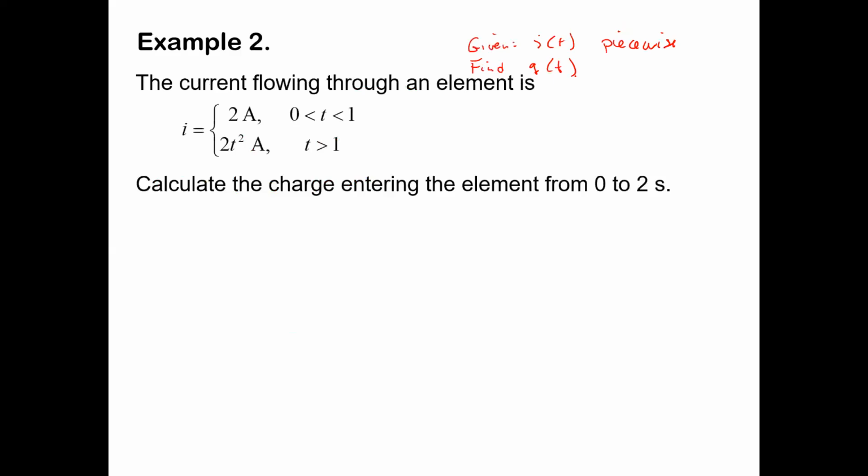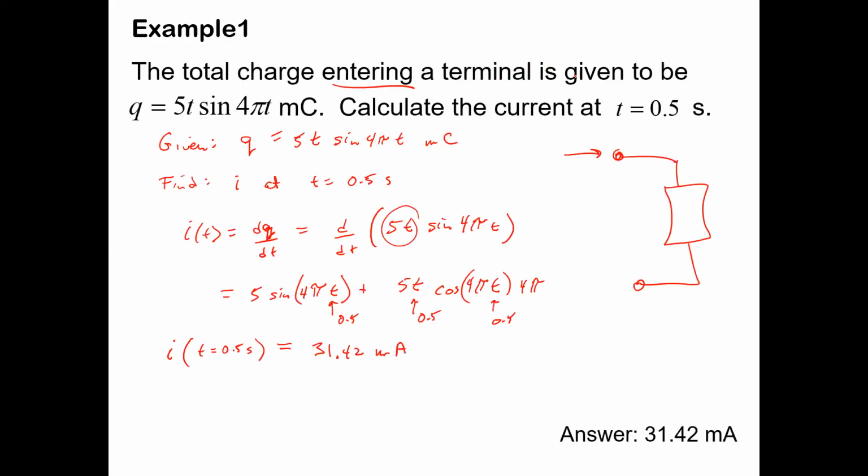Sorry? Yep. Coulomb per second is an amp. Yep. Good question. Yeah, so right, we're doing dq dt, so the units of that are going to be millicoulombs per second, which is a milliampere.